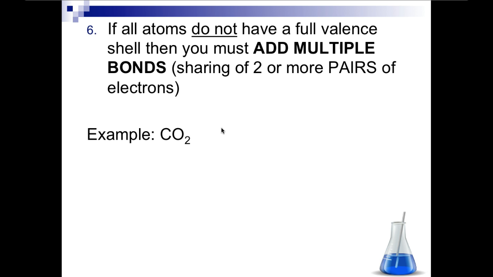Now, what if all the atoms do not have full valence shells? Then you must add multiple bonds, so sharing 2 or more pairs of electrons. So that's what's going to happen in some of these examples. So let's look at CO2.